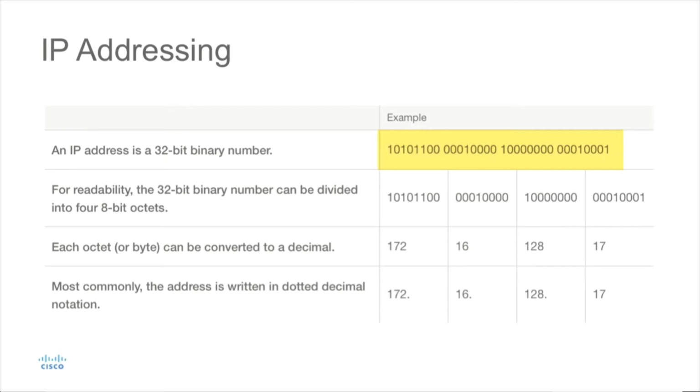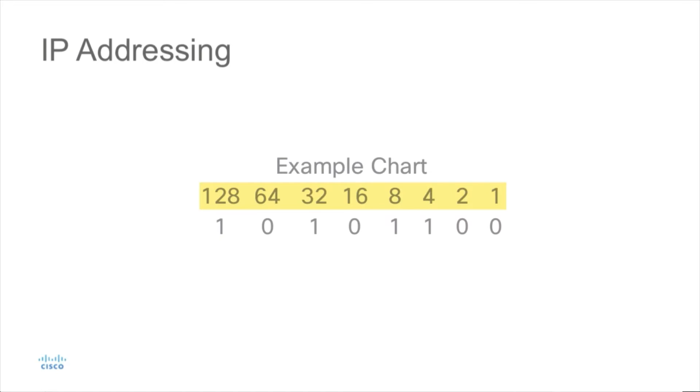So for readability, we'll take that 32-bit number and we'll divide it into 4 octets. Each octet is going to contain 8 bits. Once we've got it separated into octets, we can take that value and convert it into a decimal number. The way that we do that is by adding up each value that has a 1 with the corresponding place value. So the chart would look something like the following: 128, 64, 32, 16, 8, 4, 2, and 1.